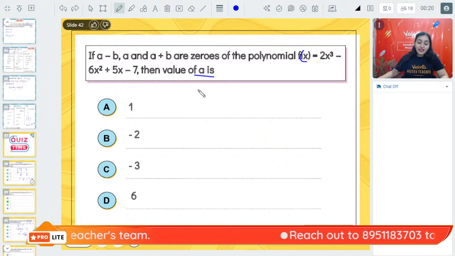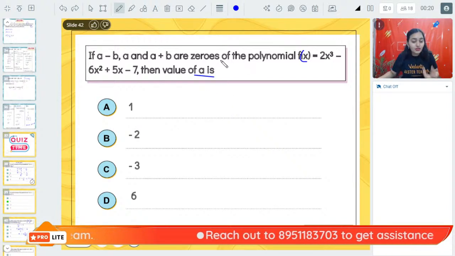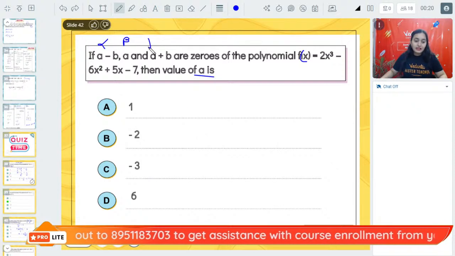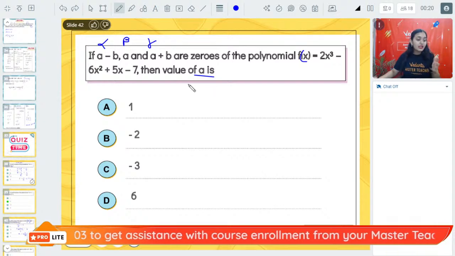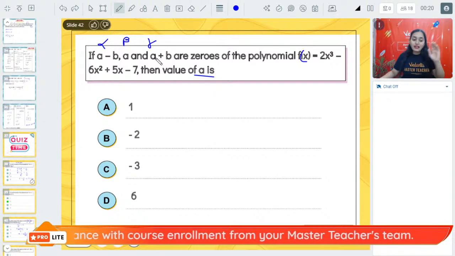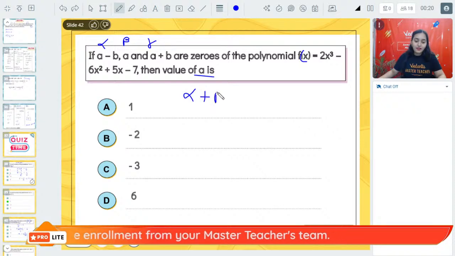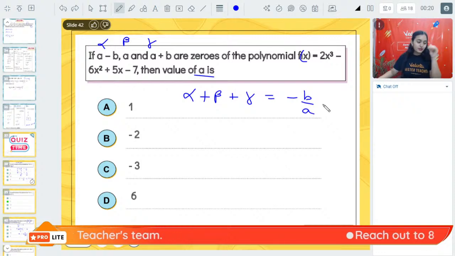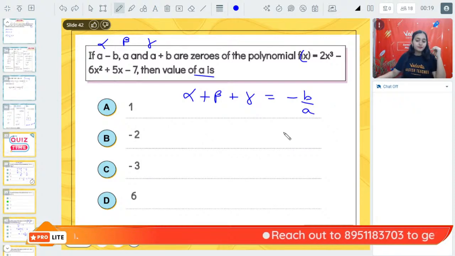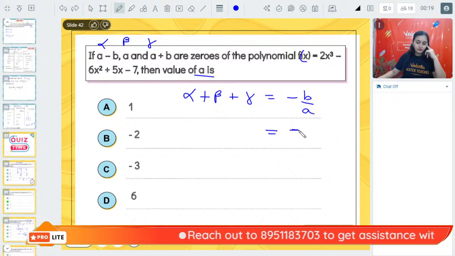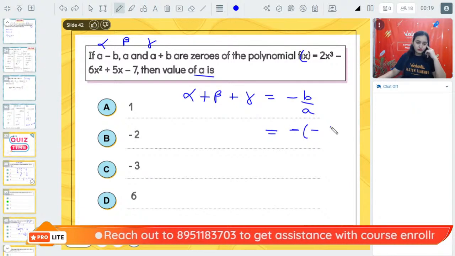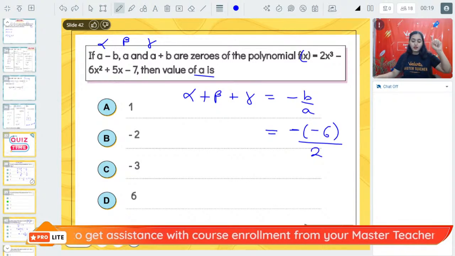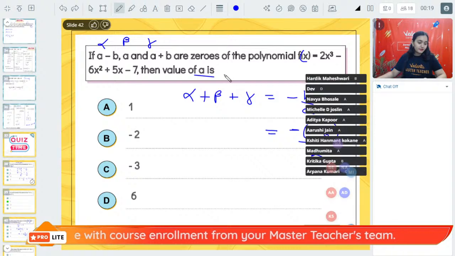Okay. Isn't it too simple? How are we going to approach this question? We should approach this question as sum of the roots. Why sum of the roots? Because if we add all of them, then b will get cancelled. So let's try with alpha plus beta plus gamma is equal to minus b upon a. Put the values. Ready? All of you ready? 3, 2, 1, go! Give your answers.